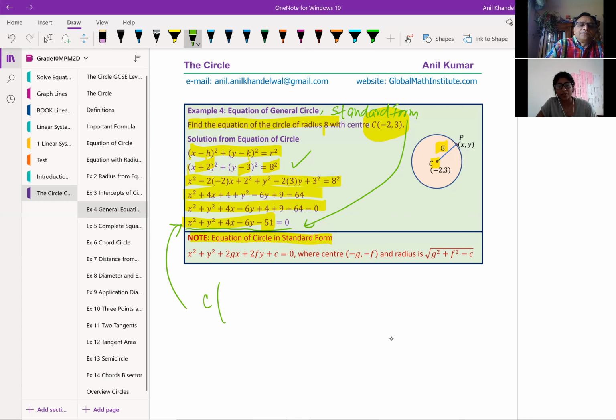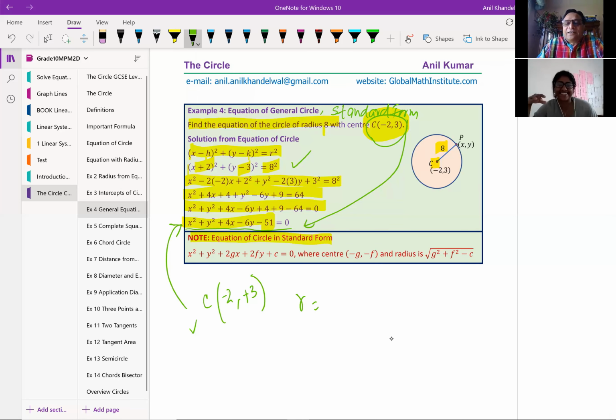Okay, so we would start by inverting the sign. So we know it will be minus. And then 4 divided by 2 is 2, so -2. And then invert the sign, so it has to be positive. So 6 divided by 2 is 3. So -3. What is the value of r?